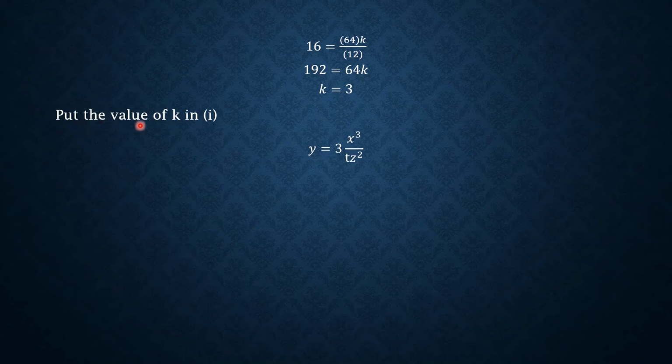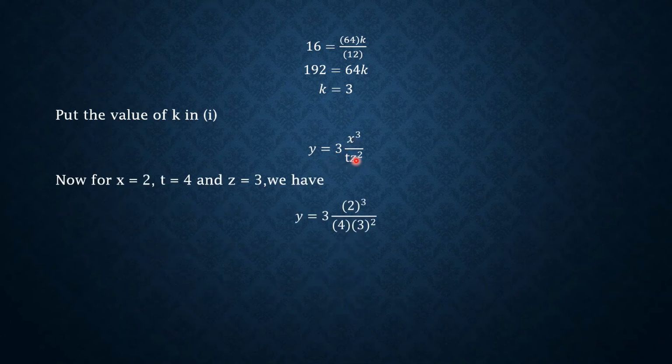Now put the value of k in equation number 1. We have y equal to 3 into x cube by t z square. Now for x equal to 2, t equal to 4 and z equal to 3, we have y equal to 3 into 2 cube divided by 4 into 3 square. Now after simplification, we have the value of y equal to 2 by 3.